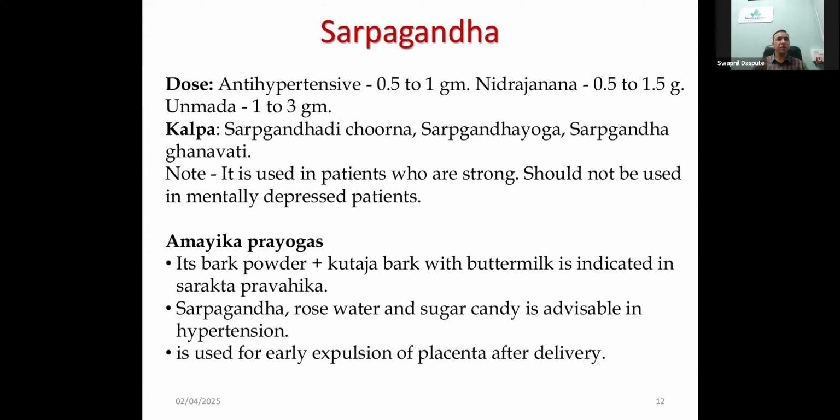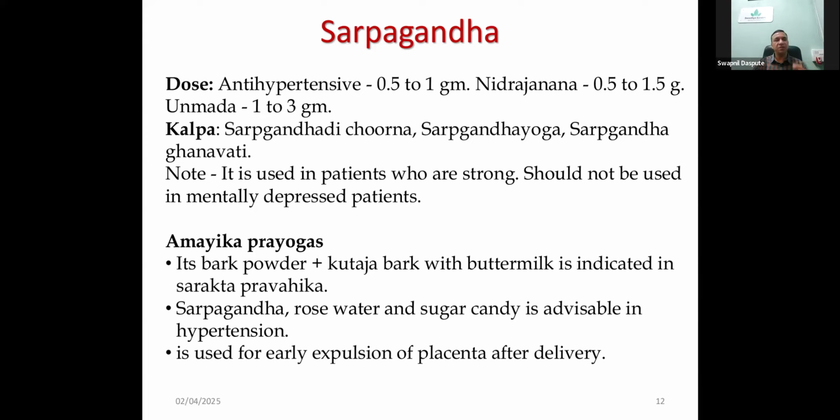Sarpagandha is used for early expulsion of the placenta after delivery. So this also adds one more point to Sonia's query, that early expulsion of the placenta after the delivery is done, or when you see abnormal placement of the placenta in the uterus, Sarpagandha can be used so that the placenta can be expelled completely. Remains of the placenta also are there.